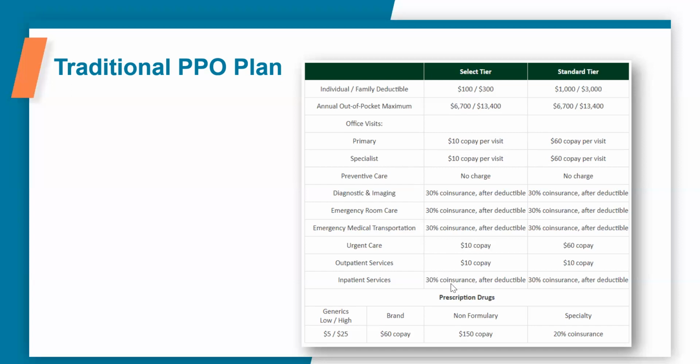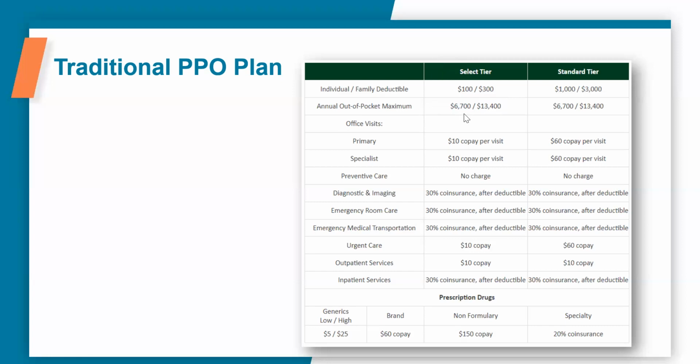Hopefully that helps a little bit. Again, the coinsurance is the percentage that you are paying after you have paid your deductible, and then the maximum out of pocket is the maximum amount you could expect to pay for services that have been rendered. So let's say, for example, you had $8,000 worth of services provided to you throughout the year. You would pay a maximum of $6,700 for those services.